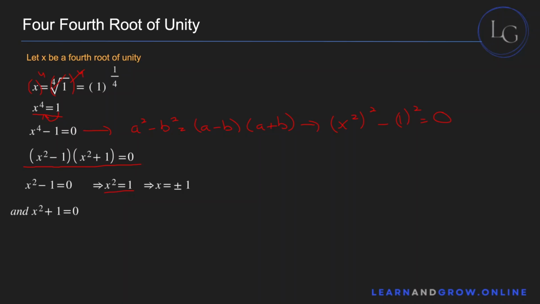Now, when x squared plus 1 is equal to 0, you get x squared is equal to minus 1. And when you take the square root on both sides, you get x is equal to either positive iota or negative iota. And remember that iota is basically under root negative 1. So the fourth roots of unity are plus 1, minus 1, positive iota, and negative iota.